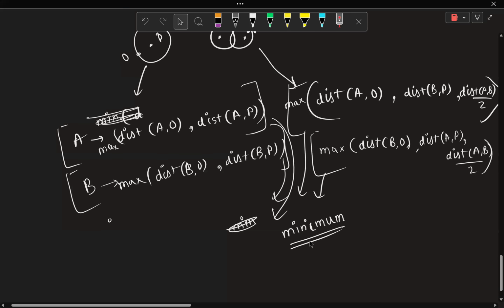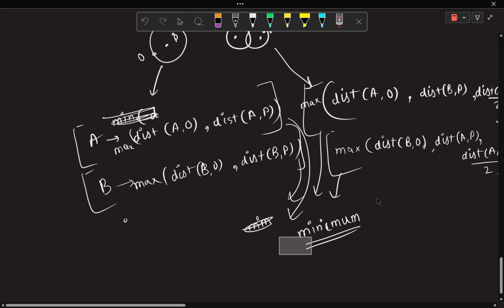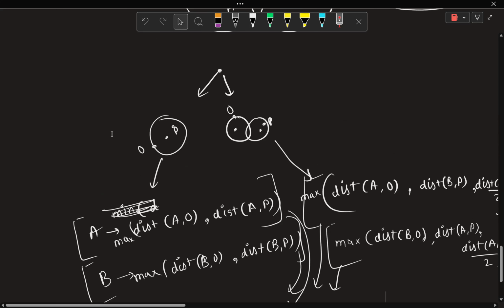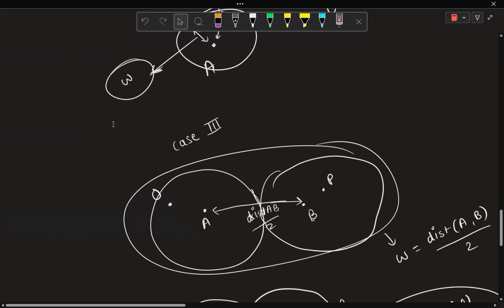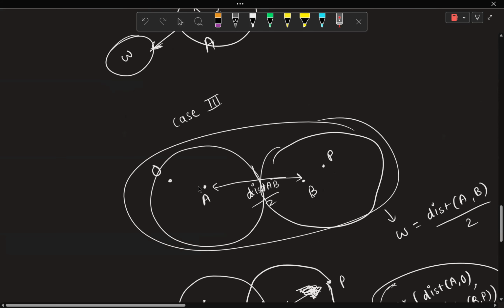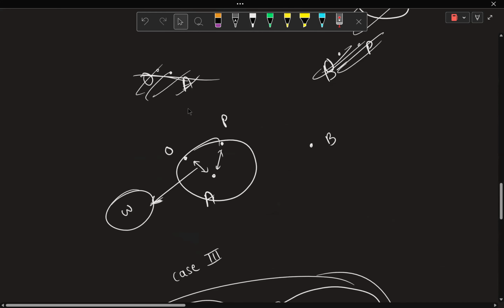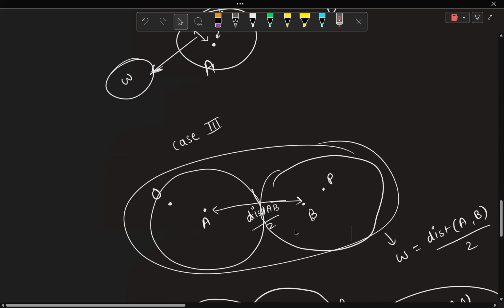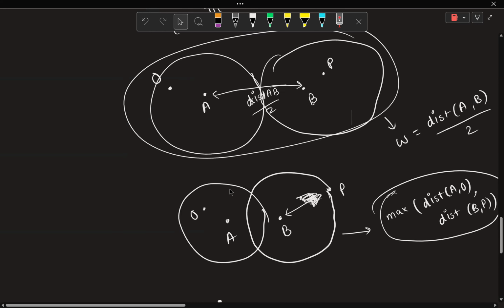Okay, so does this make sense? We just generated all the cases, and after that, we just took the minimum of all of them. For generating the cases, we tried to come across all the possible circumstances. What if one of the circles contains both of the points? What if A and B are way too apart from each other? What if A and B are not too apart, but a point is at a distance?